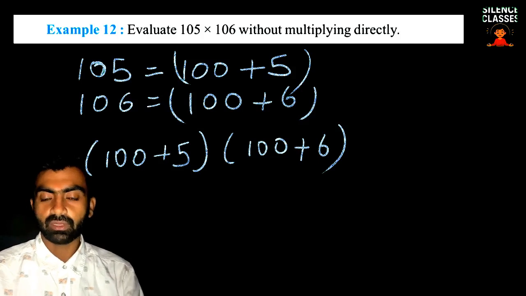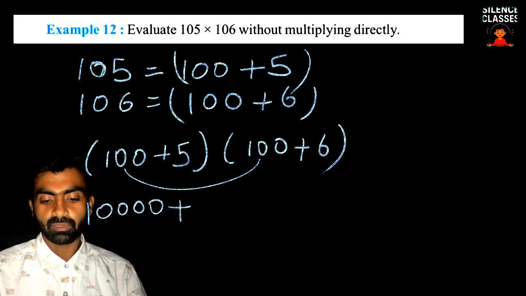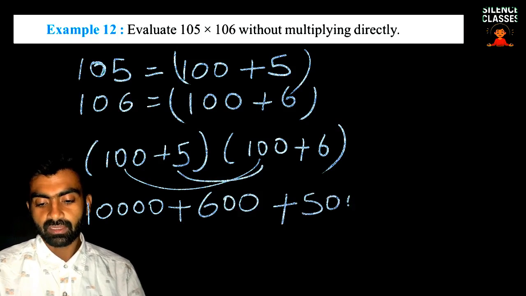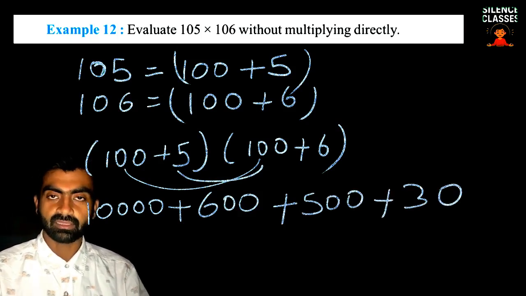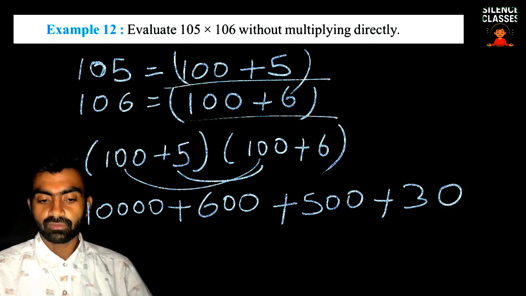Okay, so we will now multiply it. We will get 100 multiplied by 100, it will become 10,000, plus 100 multiplied by 6, we will get 600, plus 5 multiplied by 100, we will get 500, plus 5 sixes are 30. What we have done is just split it, first of all 100 plus 5 and 100 plus 6. Now we will multiply.